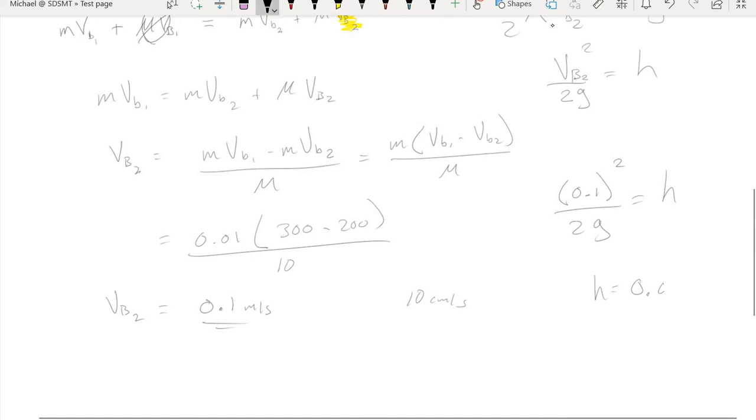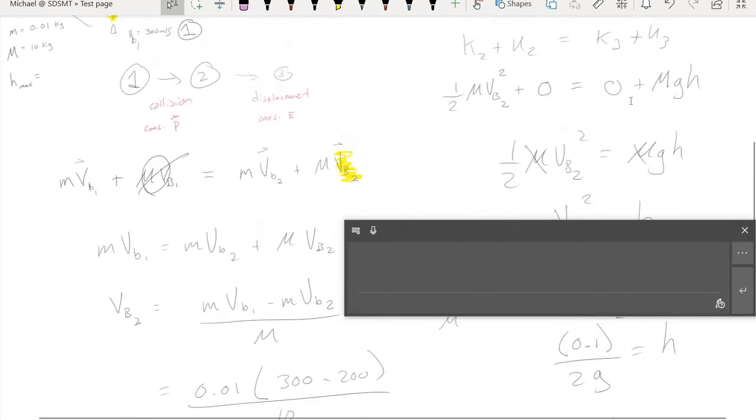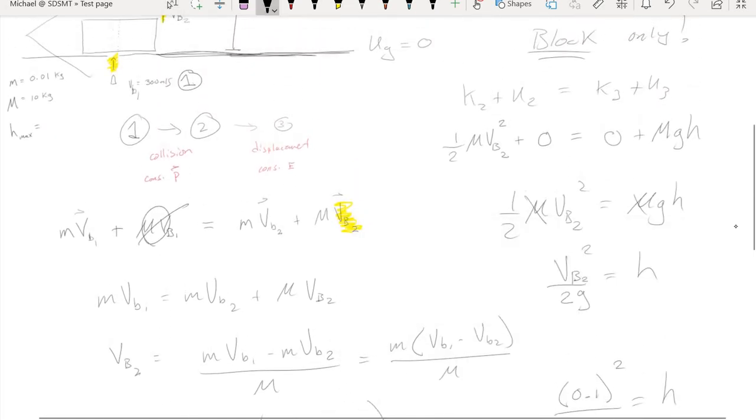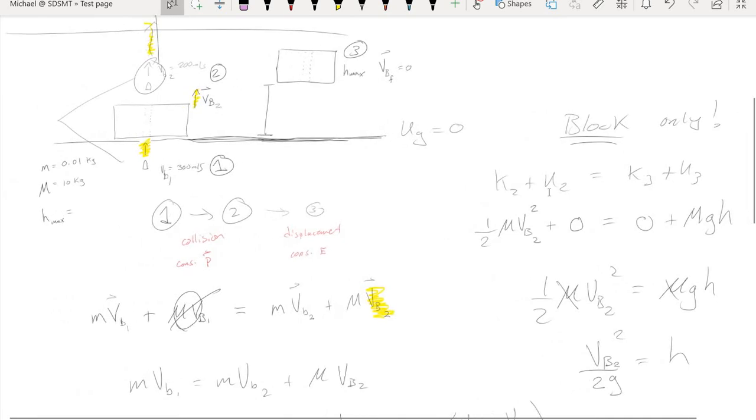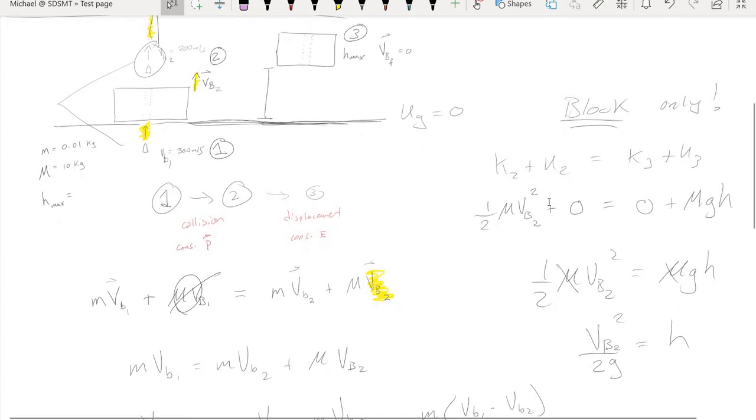We're getting 0.0005 meters, which is effectively half of a millimeter. So nothing very dramatic there. We fired the bullet through this block, and the block just kind of looks like it shakes a little bit and doesn't go anywhere. So how could we make that more dramatic?